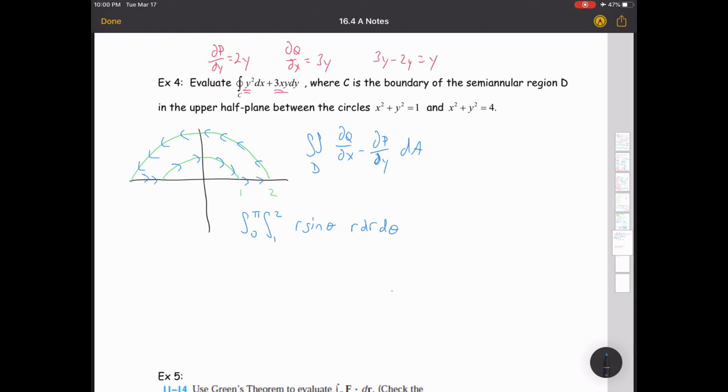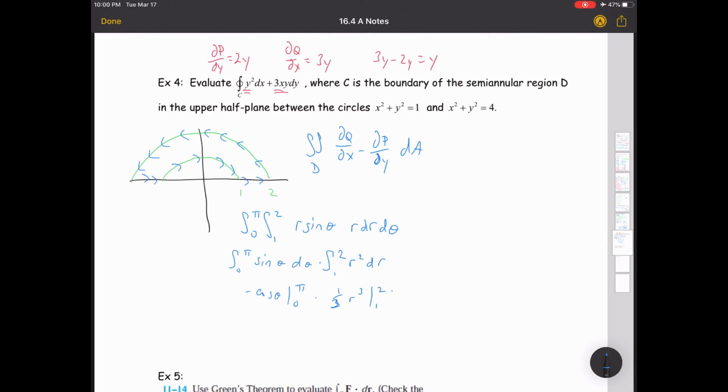So this actually should be pretty quick and simple to go ahead and take the antiderivatives of, because we can separate this one. So we're going to have the integral from 0 to pi of sine theta d theta times the integral from 1 to 2 of r squared dr. So the antiderivative of sine is going to be negative cosine theta from 0 to pi, and then 1/3 r cubed from 1 to 2.